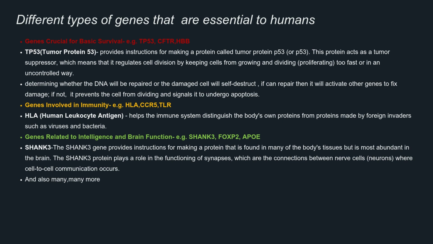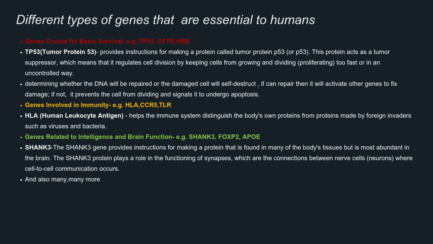There are genes that are related to immunity, such as HLAs, which help the immune system distinguish the body's own proteins from proteins made by foreign invaders like viruses and bacteria. Hence, we can eliminate them before they damage the cells as early as possible.